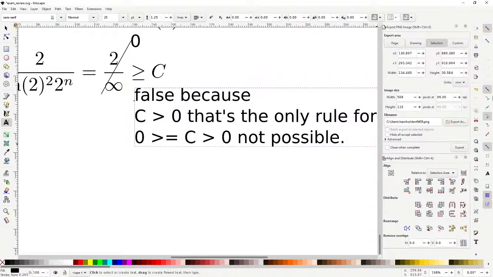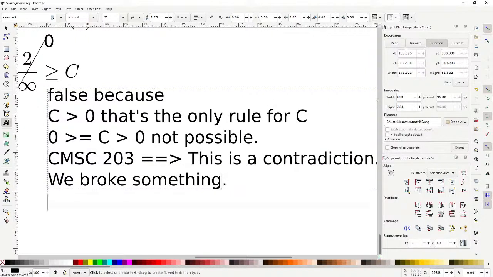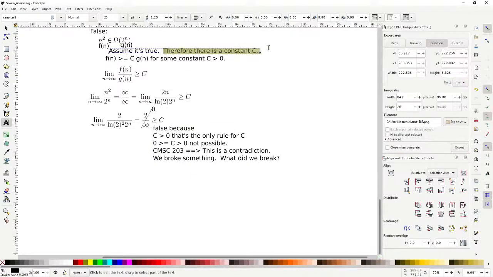So basically, what this tells us, when we go back to CMSC 203, right, is that this is a contradiction, right? And so the answer is that we broke something. And so what did we break, right? Well, we only made one assumption, right? The only assumption we made is, assume it's true, therefore there is a constant c. So we assumed that the constant c existed, right? That there was some number for which this worked. And so hopefully that's probably what broke.